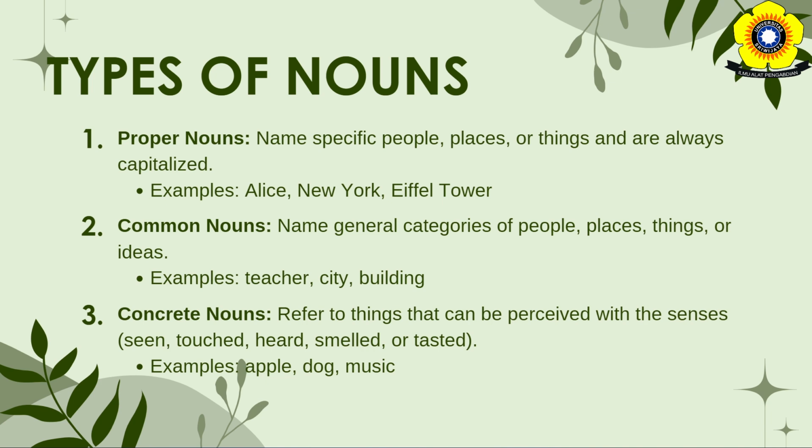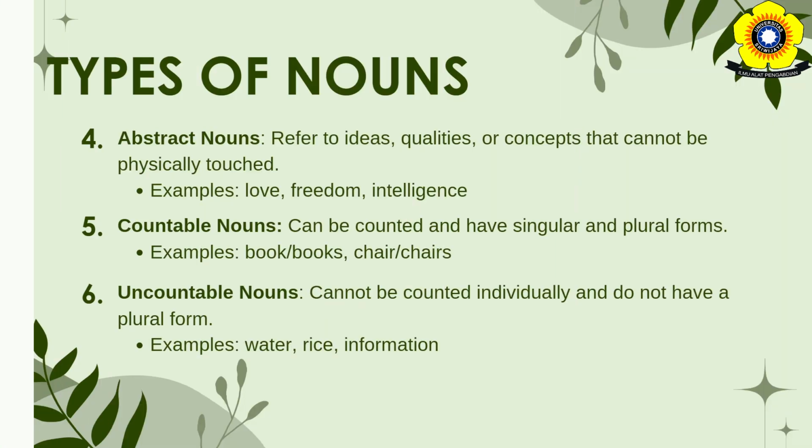Third one is concrete nouns. They refer to things that can be perceived with the senses. Those are things that can be seen, touched, heard, smelled, or tasted. Examples: apple, dog, and music. Fourth one is abstract nouns. They refer to ideas, qualities, or concepts that cannot be physically touched. Examples: love, freedom, and intelligence.